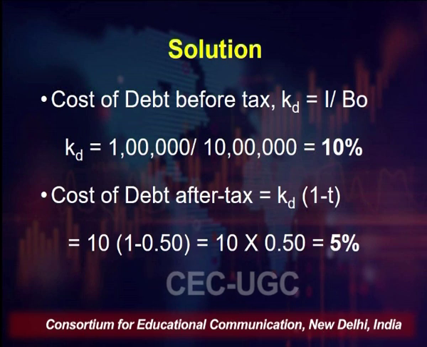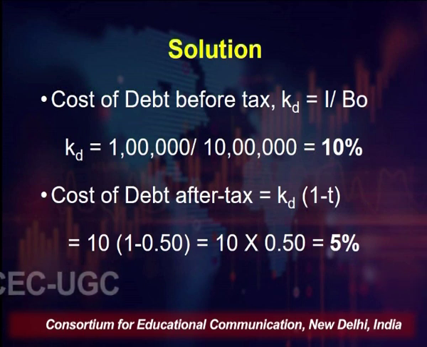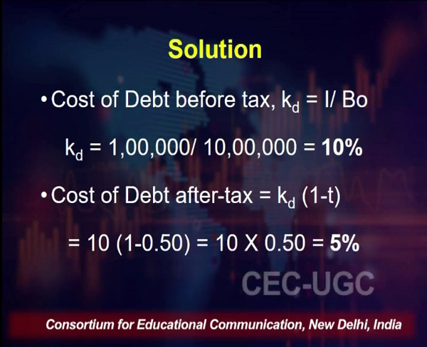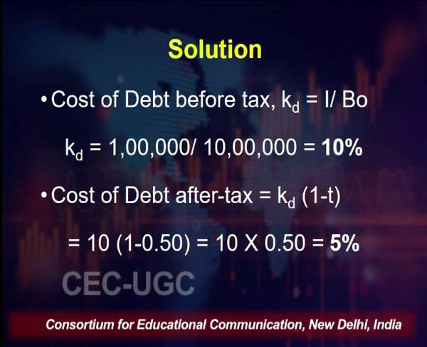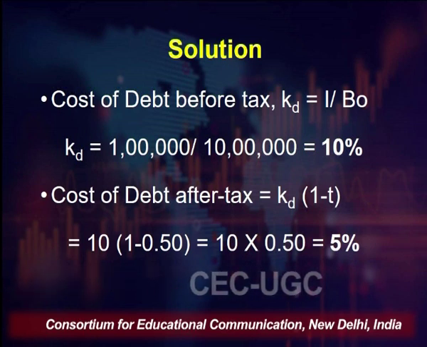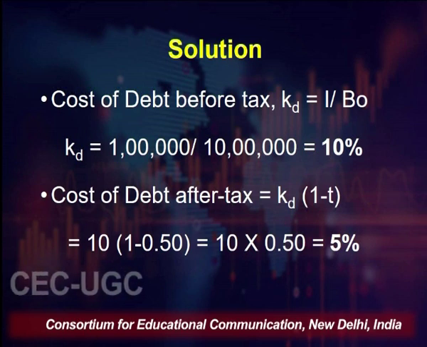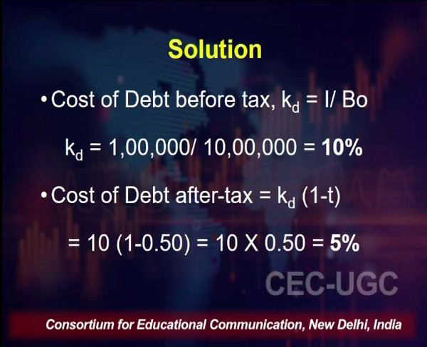So, 10 multiplied by 1 minus 0.5. 0.5, why is it 0.5? Because the tax rate is 50%. Now, when I am multiplying 10 with 0.5, I will get 5%. So, earlier when I raised the funds through bonds, through debt, I was paying 10% when there is no tax, but if I am taking the advantage of tax, my cost of debt will be reduced to 5%. Okay, this is how the tax rate impacts the cost of debt.